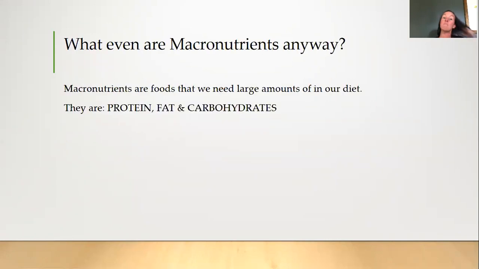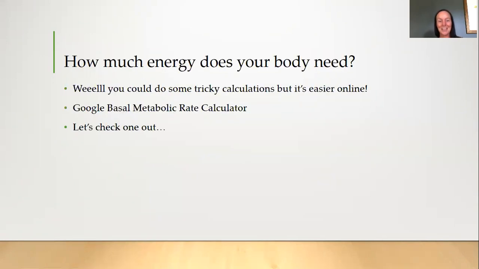So what even are macronutrients? Well, they're basically the foods that we need in a large amount in our diet. And it's protein, fat, and carbohydrates. And the standard conventional wisdom has been a very, very low fat, high carbohydrate diet, which hasn't worked. So how much energy does your body need? We're going to talk about calories, which is so 90s, but we're going to look at it as simply a way of measuring energy. Okay, so let's not get too hung up on calories.